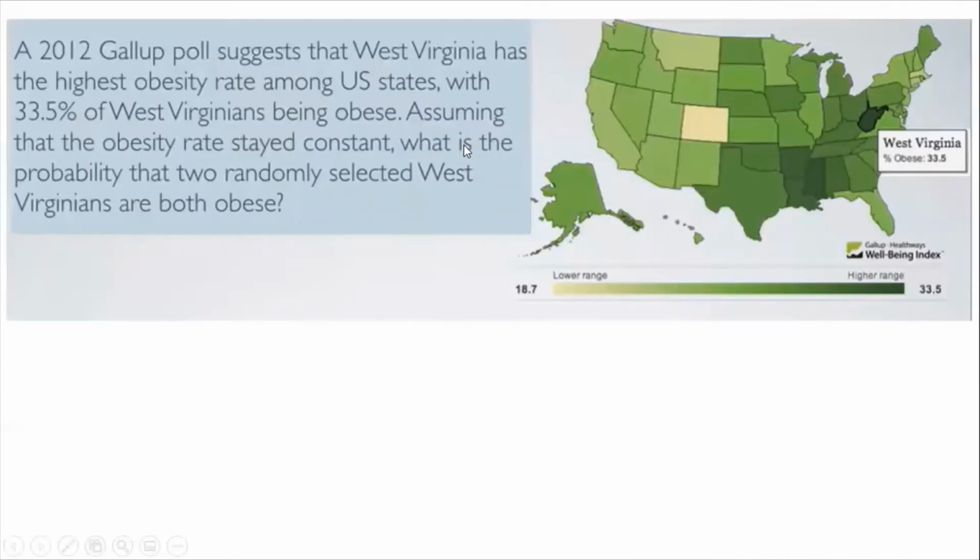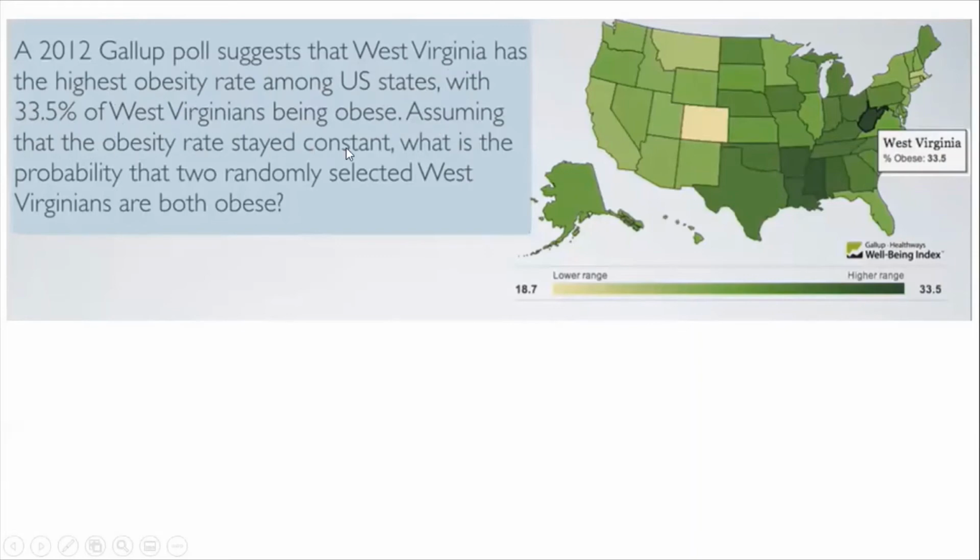Okay, so a 2012 Gallup poll suggests that West Virginia has the highest obesity rate among the US states, with 33.5% of West Virginians being obese. So we now know the probability of being obese; the probability of obese given West Virginian is 33.5%.